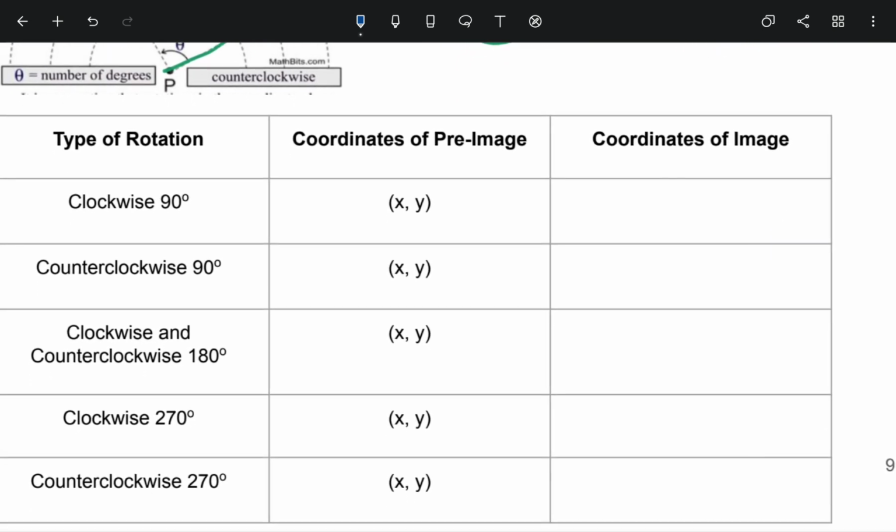So, type of rotation, we're going to rotate clockwise 90 degrees. So, just like that. If we start with some coordinate (x, y), you're going to switch the order of the coordinates and make the second coordinate negative, or change the sign of the second coordinate. So switch the order, change the sign on the second one. Now if we go counterclockwise, my bad, you're still going to switch the order of them, but instead the first coordinate will now have its sign changed.